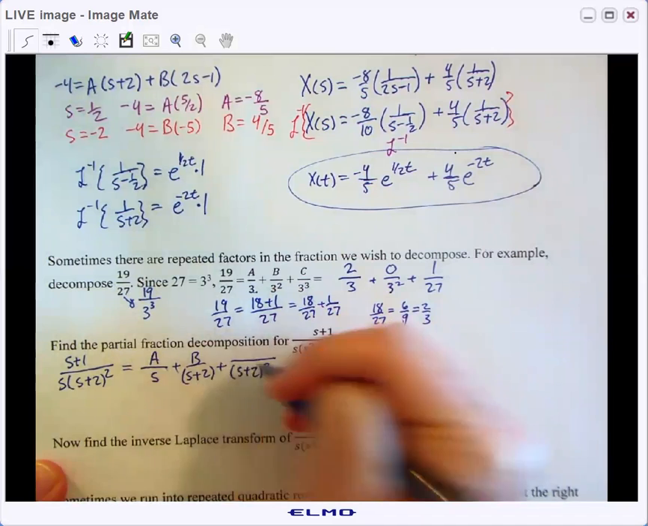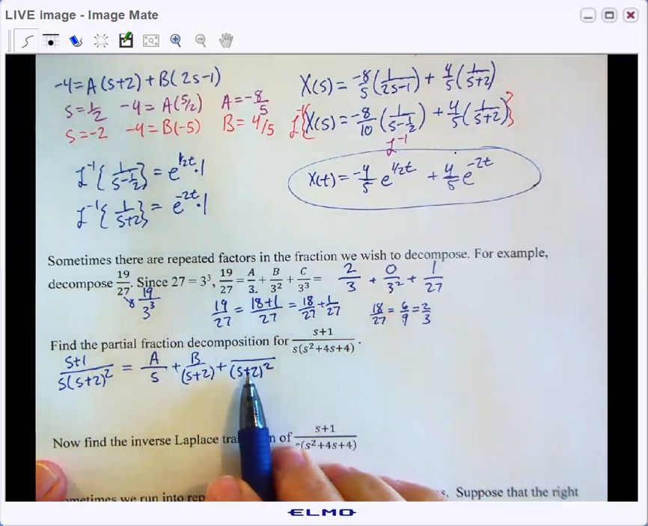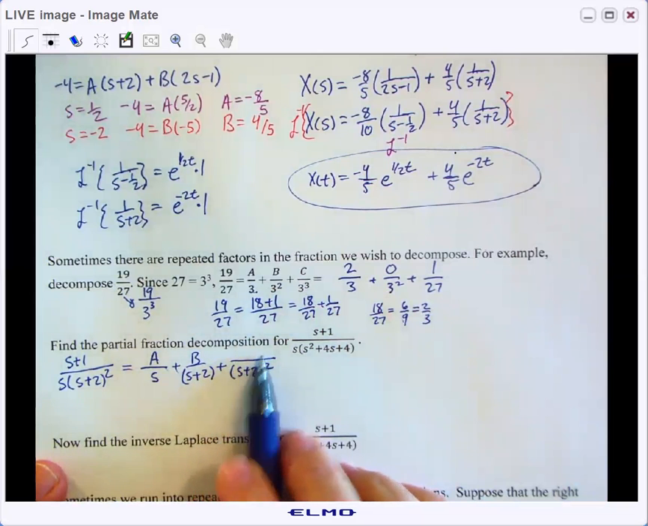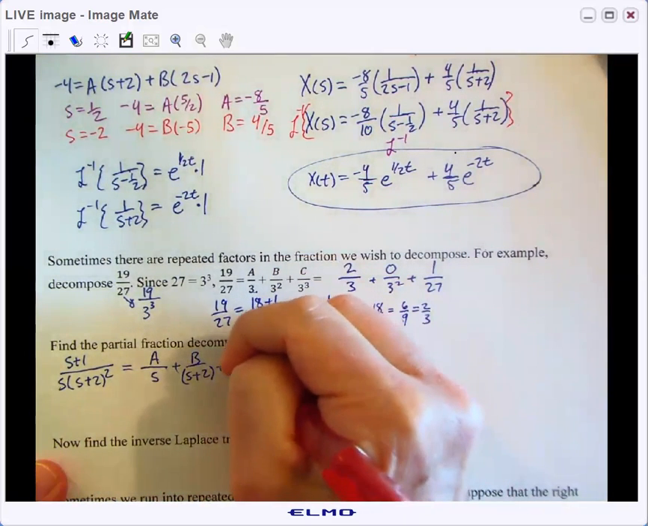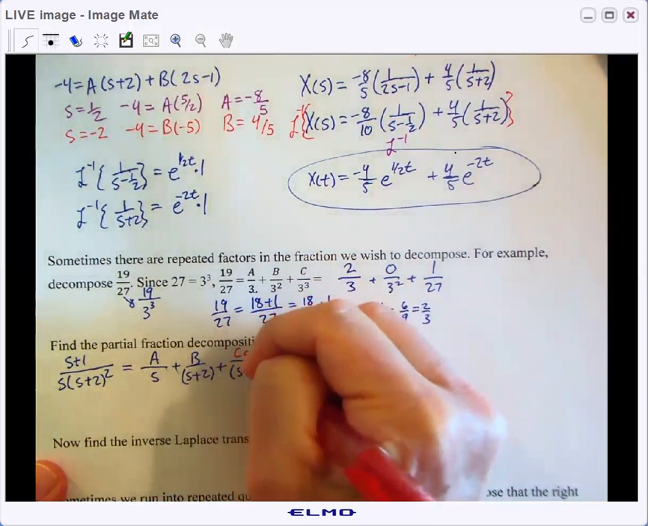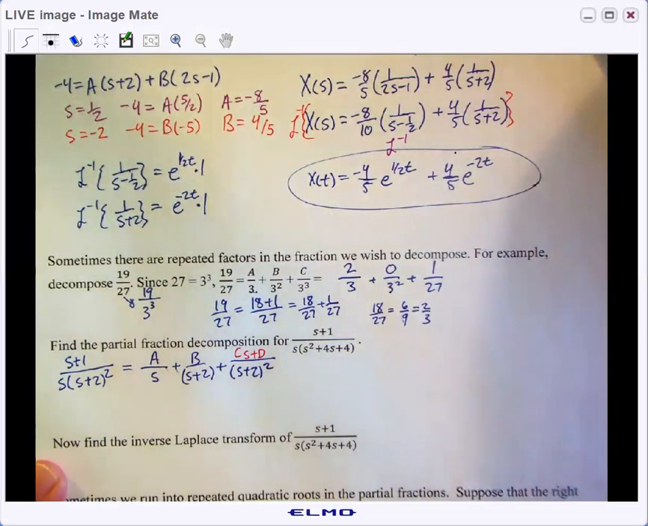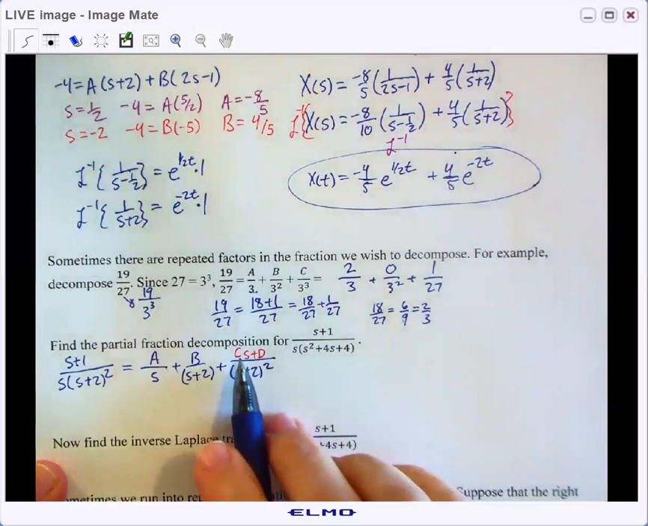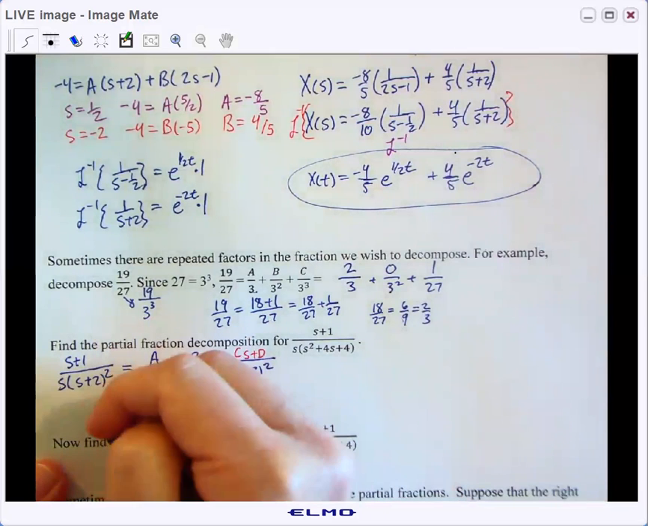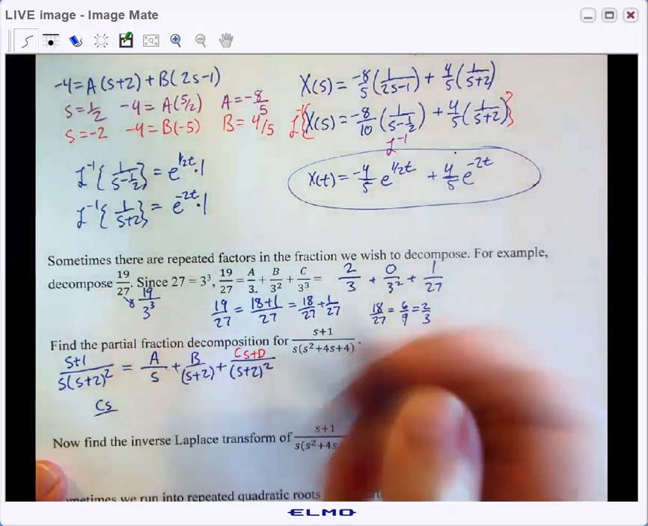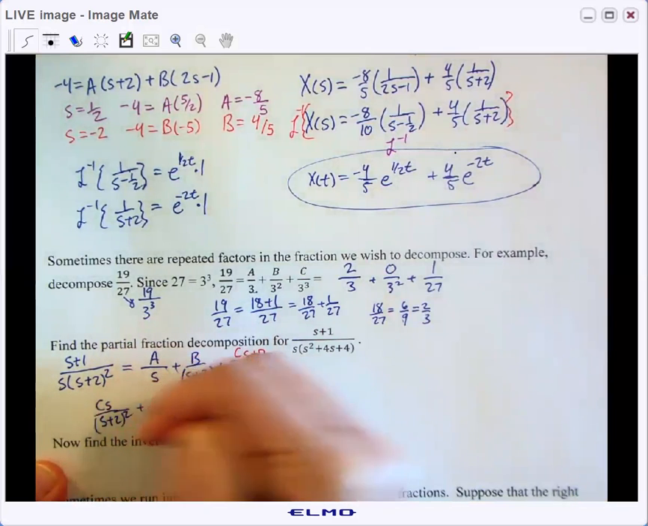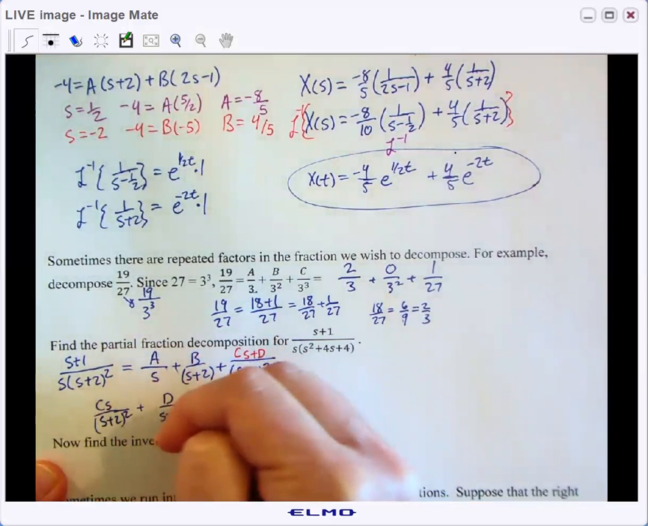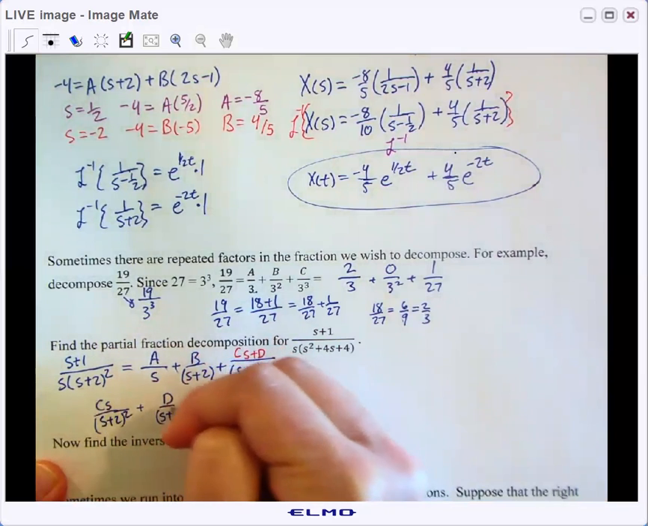But what we need is this to be a proper fraction. Now, you might think that I want Cs plus D because the bottom is squared. And actually, let's take a look and see what happens if I were to do Cs plus D down here. Well, if I were to do Cs plus D down here, then I'd have Cs over s plus 2 squared plus D over s plus 2 squared.